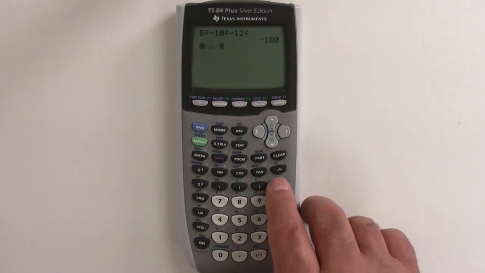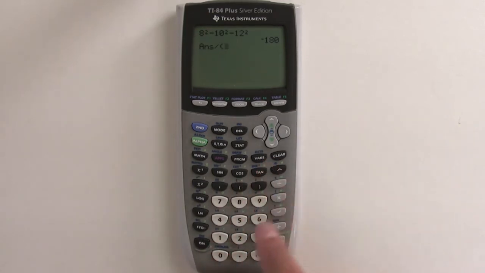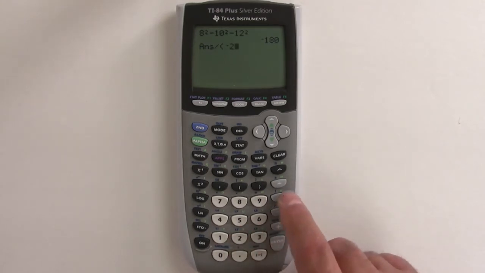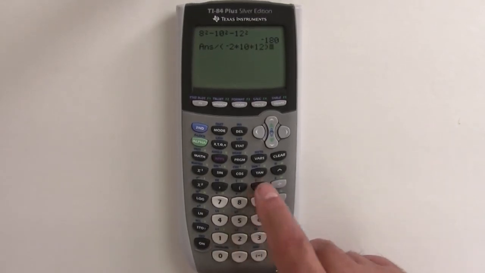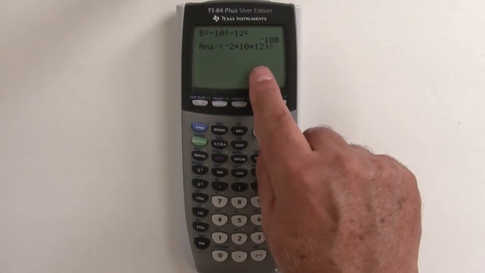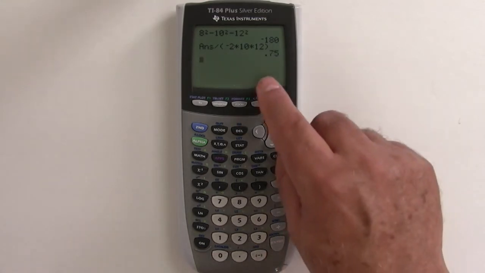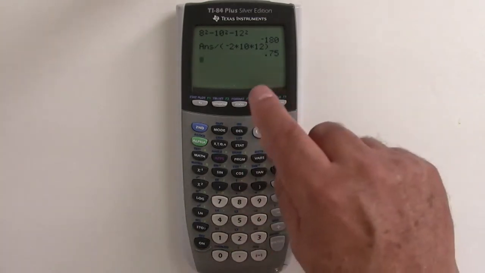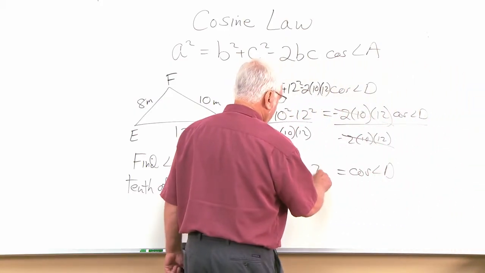Now hit the divide sign. Now you're going to have to put these in parentheses. So now you're going to put it in parentheses and write down a negative, make sure it's a negative 2, times our 10, times our 12. And now it's going to do everything inside the parentheses first, and then it'll divide it into our answer from above. It's kind of handy about this. So we get 0.75.